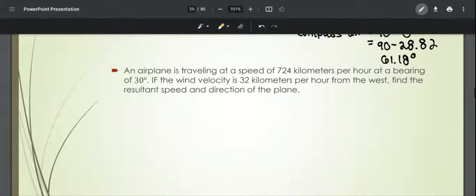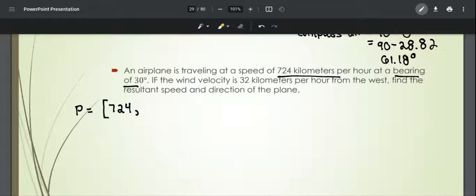All right, so here we go. An airplane is traveling at a speed of 724 kilometers per hour. So if we start by writing out our magnitude and our direction of our plane, our magnitude is 724, and it's at the bearing, so this is your direction, of 30 degrees.